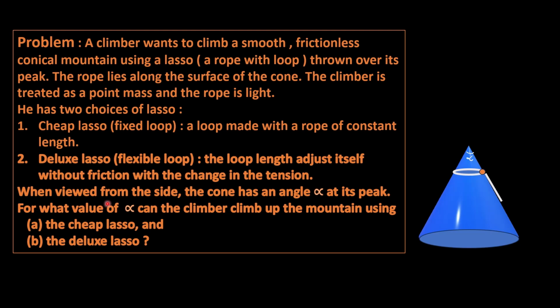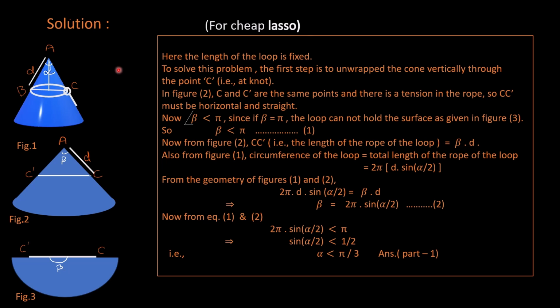When the mountain is viewed from the side, it has an angle alpha at its peak. Now, for what angle alpha can the climber climb up the mountain by using option A, the cheap lasso, and option B, the deluxe lasso? At first, we take the case of cheap lasso, where the length of the loop is fixed.